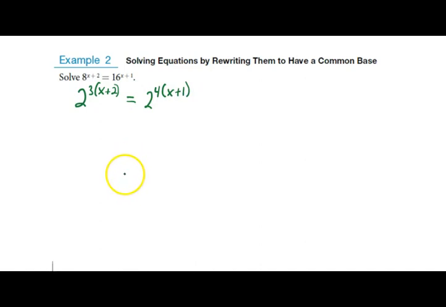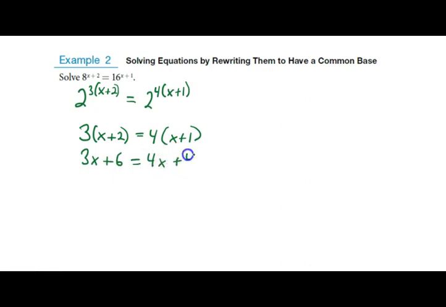And now you can think of it like we were thinking of that first problem. It's an equation, they have to balance, and if both sides have base 2, their exponents have to be equal. So I'm going to say 3 times x plus 2 has to equal 4 times x plus 1. And then I'm going to distribute. So I'm going to get 3x plus 6 equals 4x plus 4. And I'm just solving an equation from there on out.